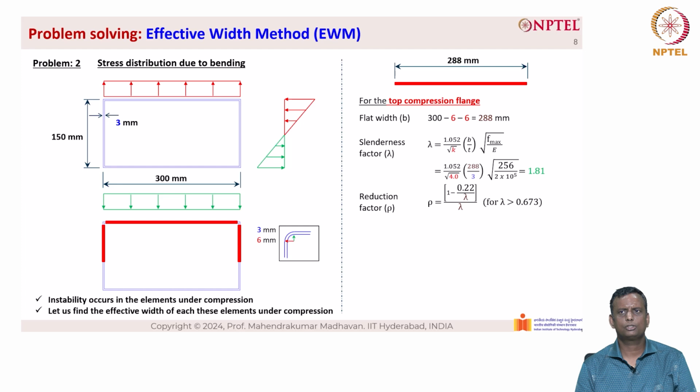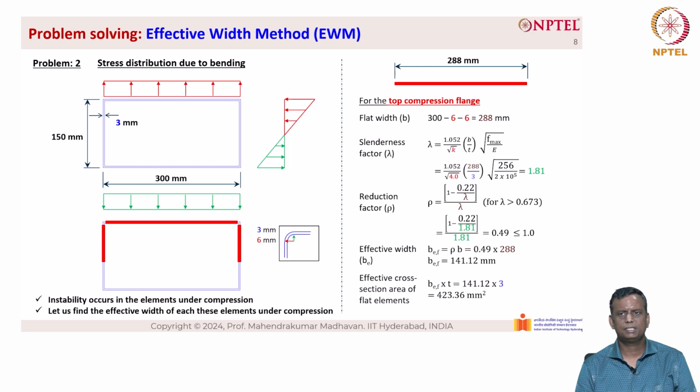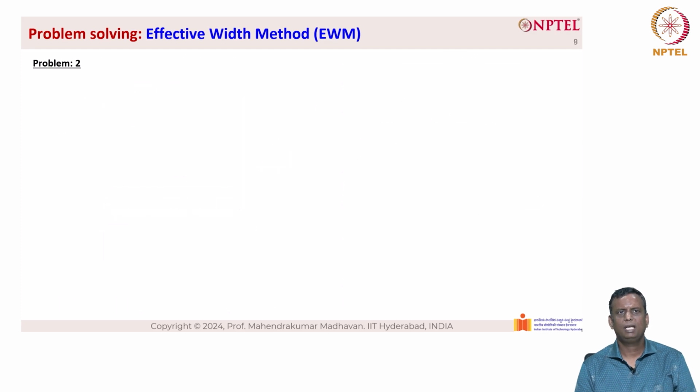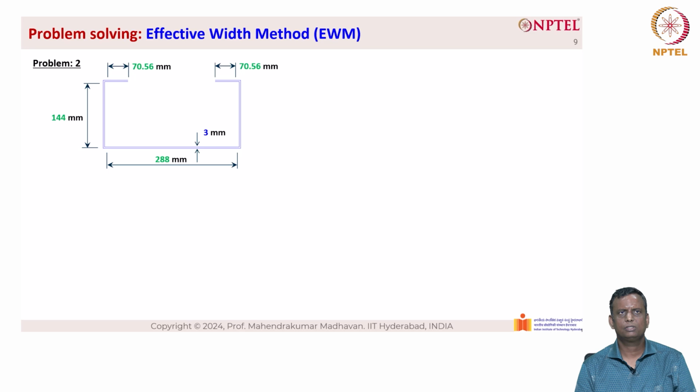And the rho is given as (1 minus 0.22 divided by lambda) divided by lambda. So the value is 0.49, which is less than 1.0, so 49% of the width is effective. The effective width is rho into B, which is 0.49 into 288, so the effective width is 141.12 millimeters. The effective cross-section area is B effective into t, so 141.12 into 3 gives 423.36 square millimeters. We can split that into two halves, 70.56 mm on the left-hand side and 70.56 mm on the right-hand side.